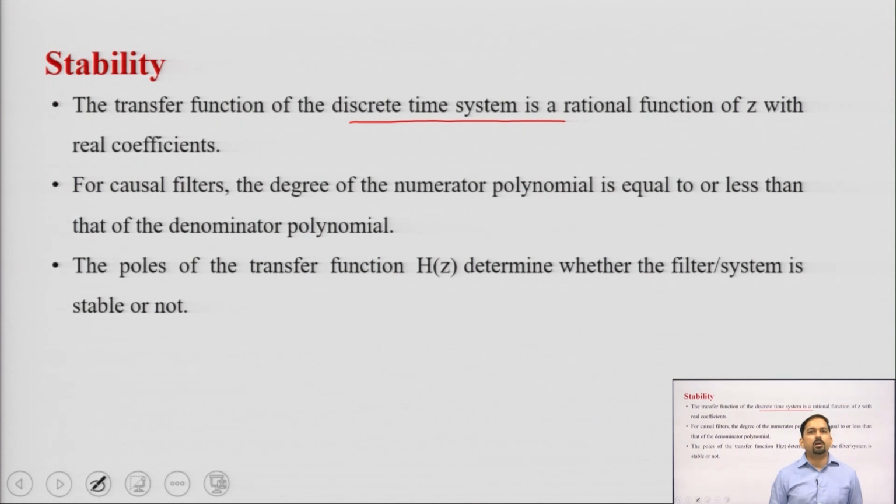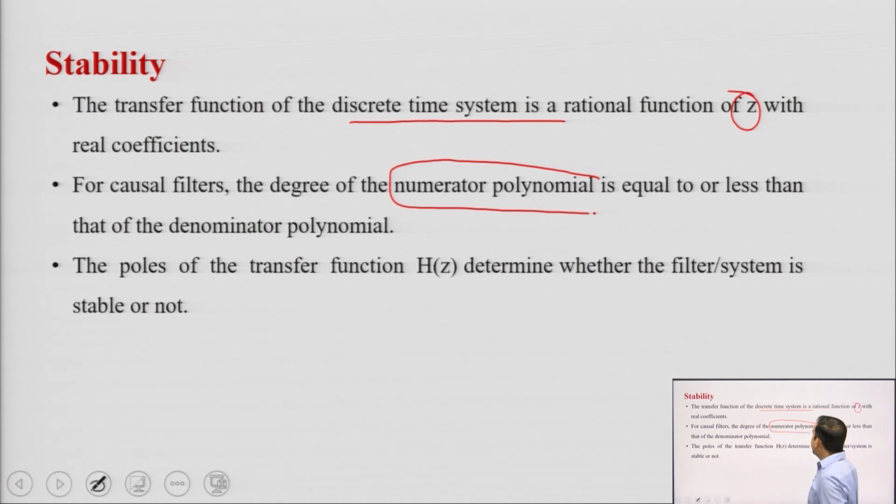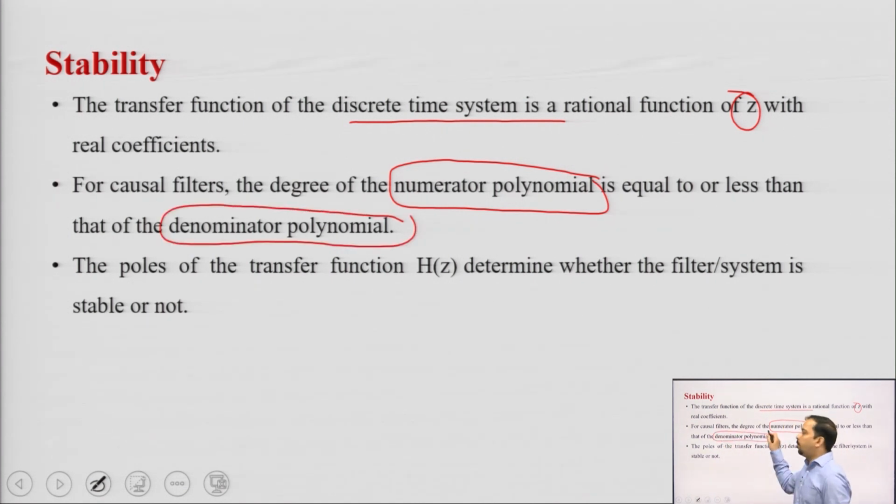Definitely we are into the discrete domain. So, we are not having the S, we are having a Z transform with real coefficients. For causal filters, a very important point: the degree of the numerator polynomial is equal to or less than that of the denominator polynomial. This is again an important point.